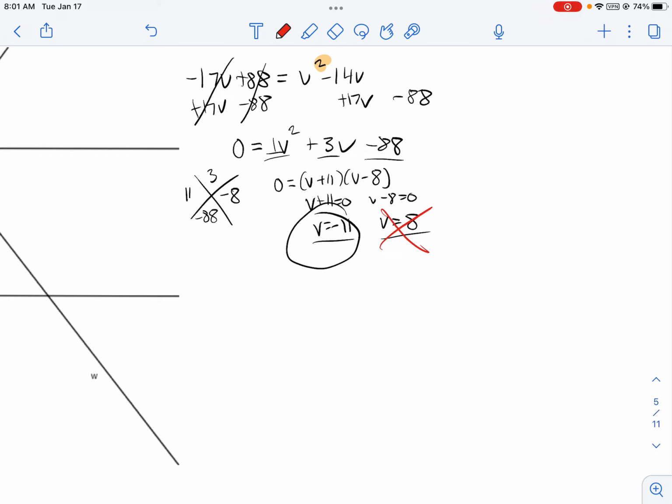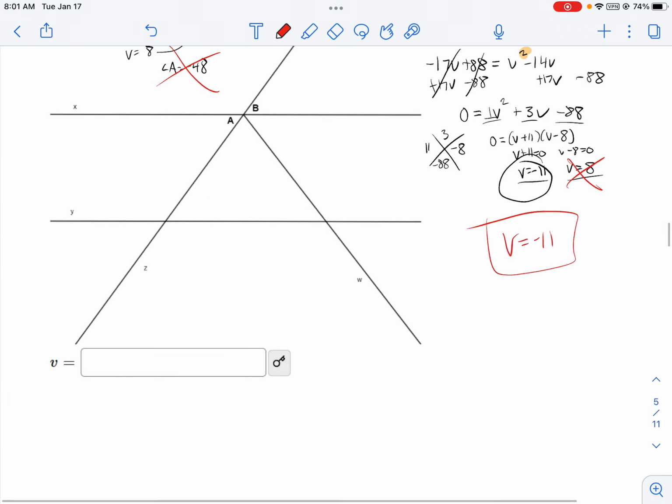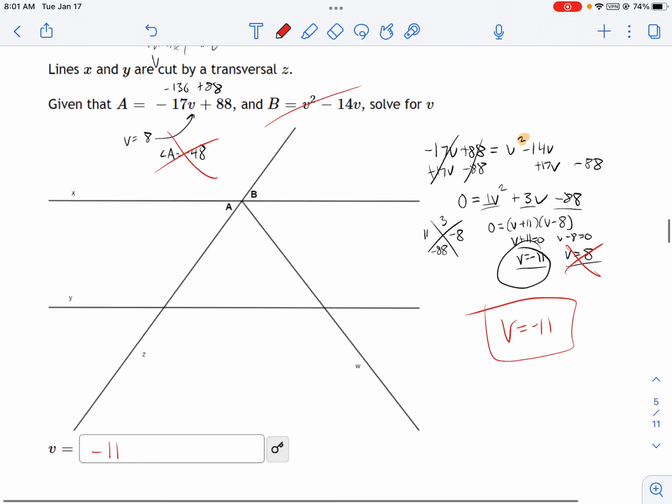Now, what if both of your solutions don't work out? Then your solution does not exist. But that's not the case here because we did have v equals negative 11 work, which means that would be your final solution. So v equals negative 11. That's all you'd put inside your answer box.